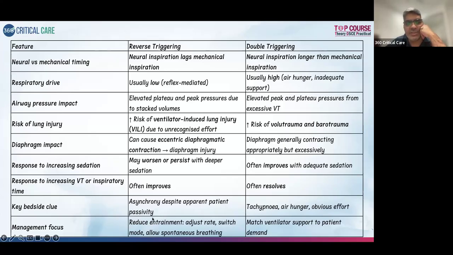Management: usually in reverse triggering, you reduce the entrainment, like adjust the rate, switch the mode, and allow spontaneous breathing in this case. But in double triggering, you match the ventilator support to the patient demand by adjusting the flow cycling. Like if it is cycling at 30-40%, reduce it to 15 or 10%, increase the rate, increase the volume. All right, we'll talk about that again later on.